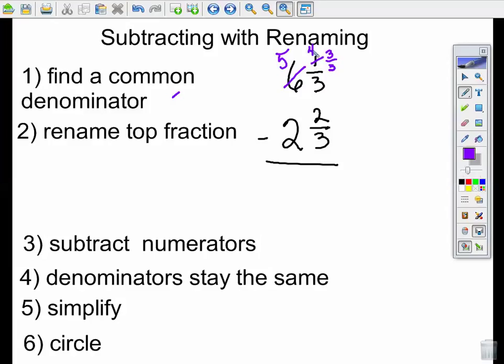Now I can subtract. 4 minus 2 is 2. And I keep my denominator the same, which is 3. And then 5 minus 2 is 3. And then of course I would simplify if I need to. So I subtracted my numerators and the denominator stayed the same. Let's look at another example.